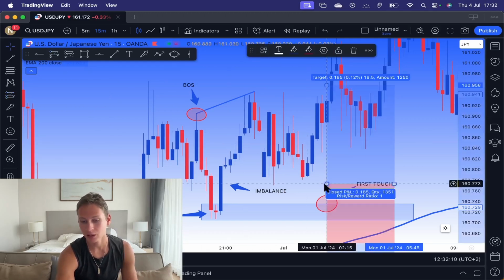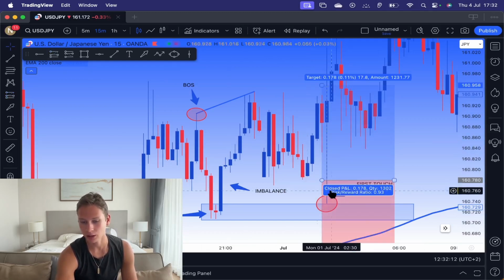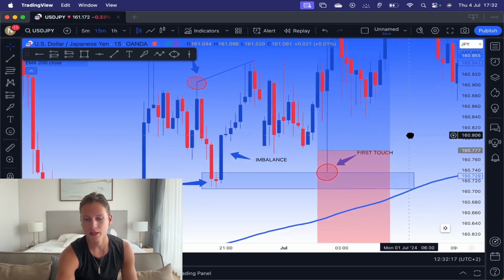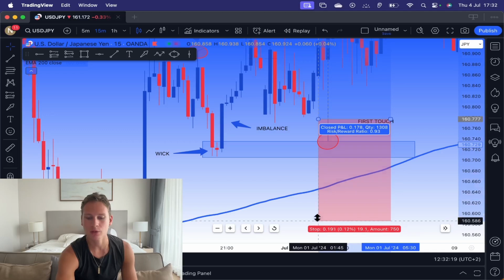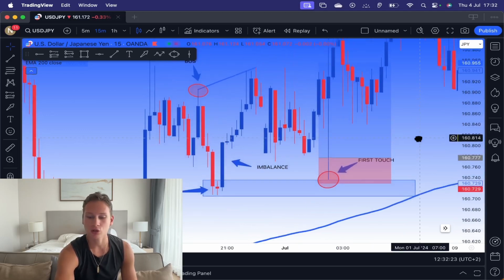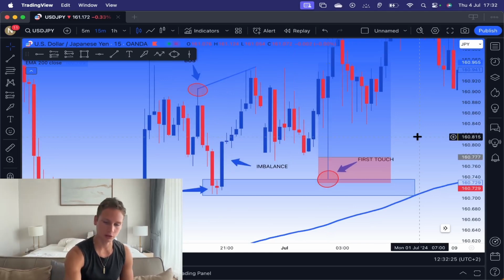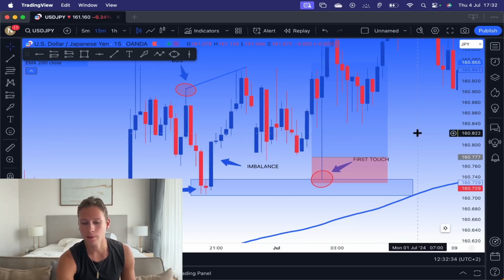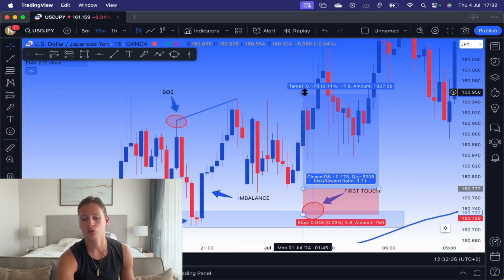And the last thing is that we need a 1 to 3 RR. I'm always using a 1 to 3 RR. I'm going to come back to that later. But the main reason for this is that it messes up the numbers when you are using different RRs, and I just want to set and forget. I want to place the trade, and then I want to close the screen and exit. That's what I prefer.